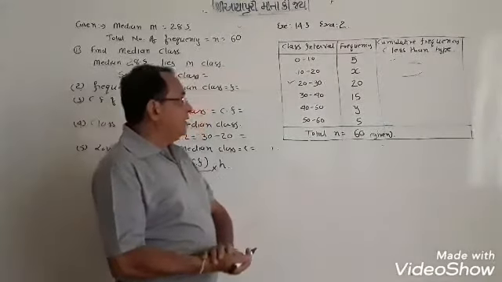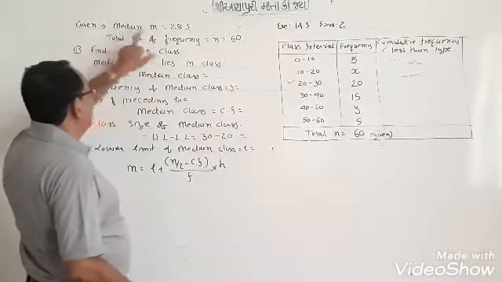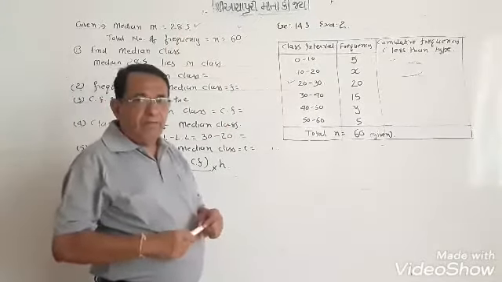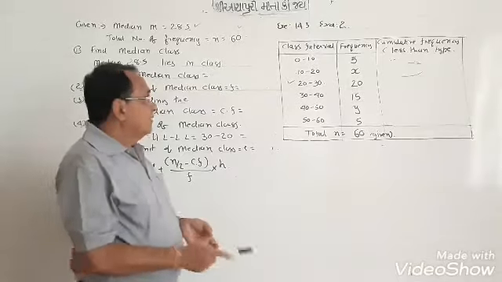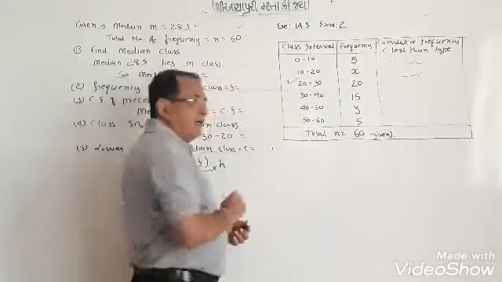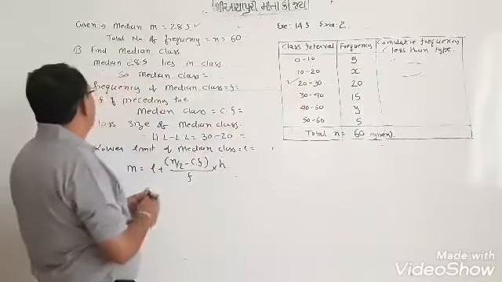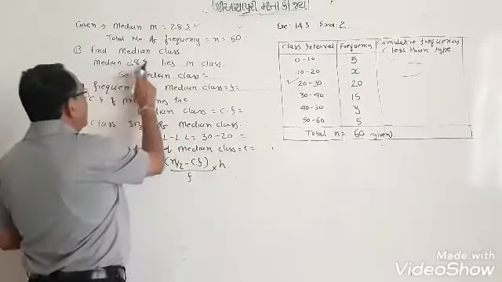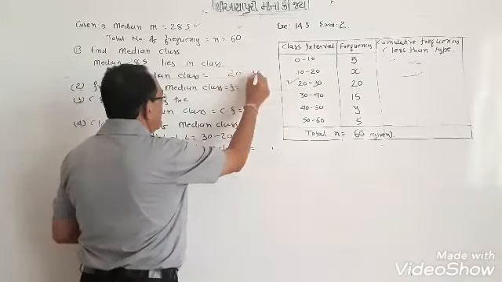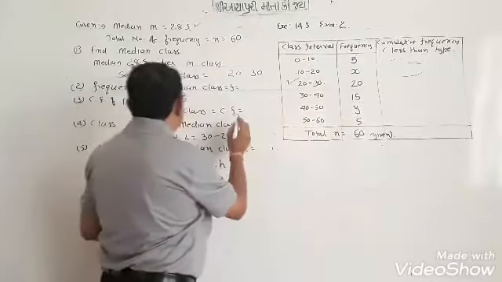Earlier we used to do n by 2, but here you cannot do it this way. You are given the value of median. In which class does 28.5 lie? Yes, you will get it in the class 20 to 30. So your median class is 20 to 30. 28.5 lies in this class. Frequency of the median class: what is it? 20.